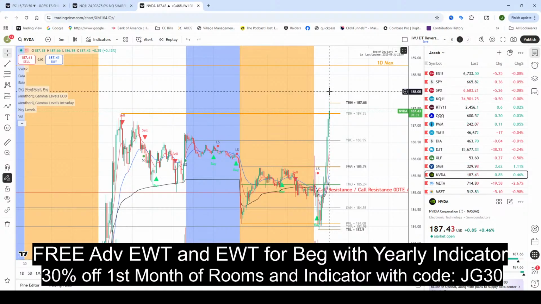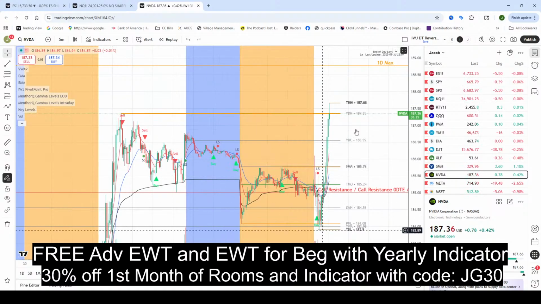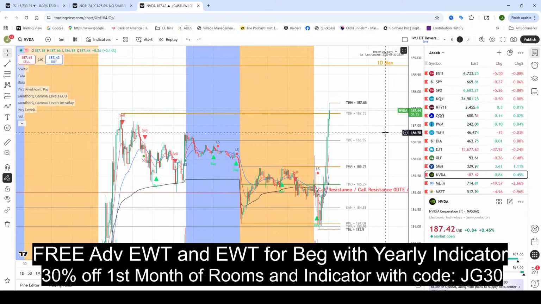They do have a one-day max up here a little higher at about a buck higher, 188.78. So I would expect that area to be a place to hold. And this does look like a pretty decent 4-5. So we'll have to see how this plays out to the upside.